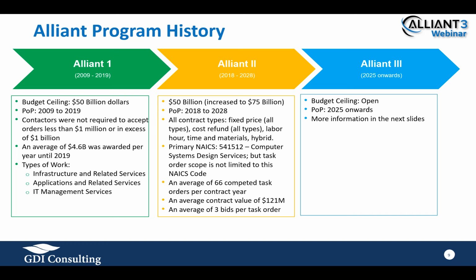An average contract value of $121 million. And for each task order, there were, on the average, 3 bids per task order. Now, Alliant 3 will probably start in 2025. Budget ceiling is open. We'll go into the details of it in the next slide, so I won't go into that. But you can see that it is a fairly healthy contract. Started with $50 billion, increased to $75 billion, and now they have an open ceiling for it.